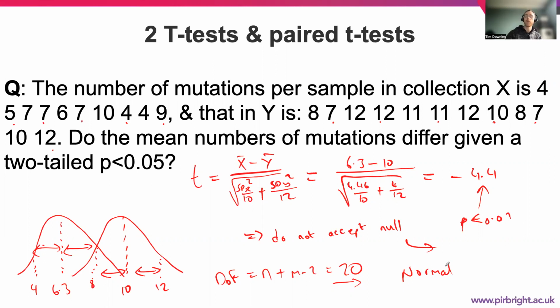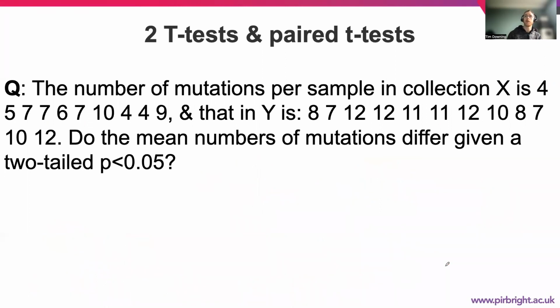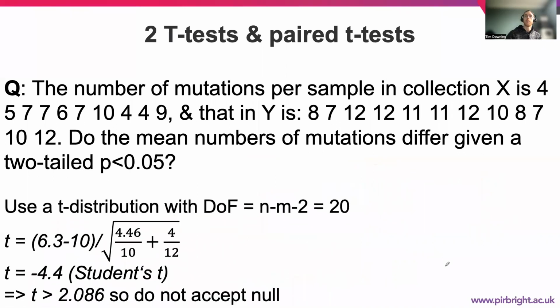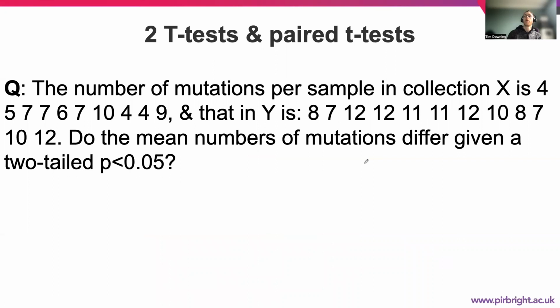Another type of t-test, moving from a one-sample t-test to a two-sample t-test, is a paired t-test.